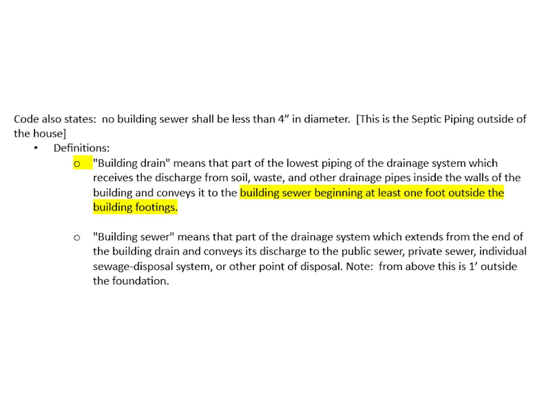Building sewer means that part of the drainage system which extends from the end of the building drain and conveys its discharge to the public sewer, private sewer, individual sewage disposal system, or other point of disposal. Note, from above, this is 1 foot outside the foundation.